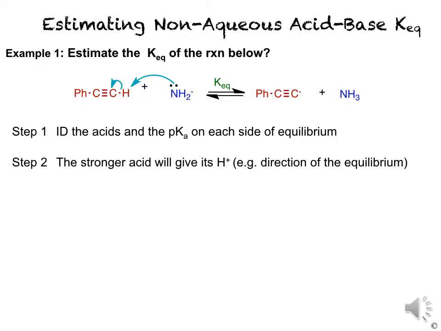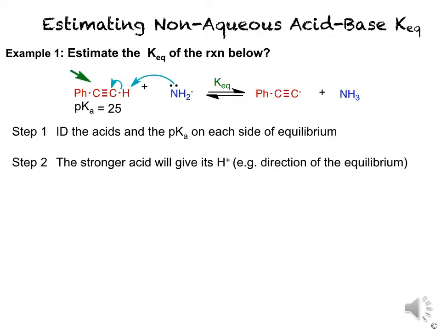Step number one, we're going to identify the acids. So the acids are on the left side, it's the alkyne. It's a terminal alkyne because we have a CH on the alkyne. It's at the end of a carbon chain. And on the right side, the acid is going to be the ammonia. That ammonia is losing a proton as it pushes to the left side of the expression. So the two acids are the alkyne and the ammonia. And the pKa's of those, that's what we're going to need in order to identify which is the stronger acid.